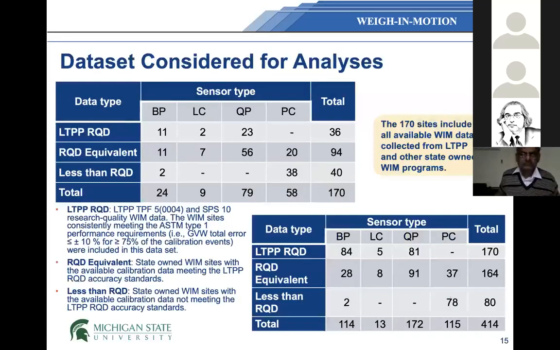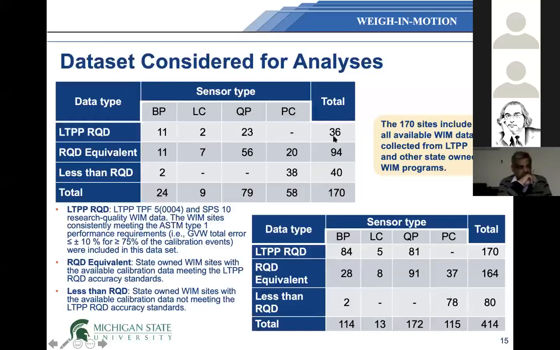Now to measure the accuracy in the field, we analyzed about 170 sites distributed all over the US, and there are more than 400 records for the calibration. And we looked at those, and I just want to quickly highlight these data qualities. LTPP RQD is research quality data where they have used very stringent requirements for calibrations. So this is part of the experiment in LTPP.